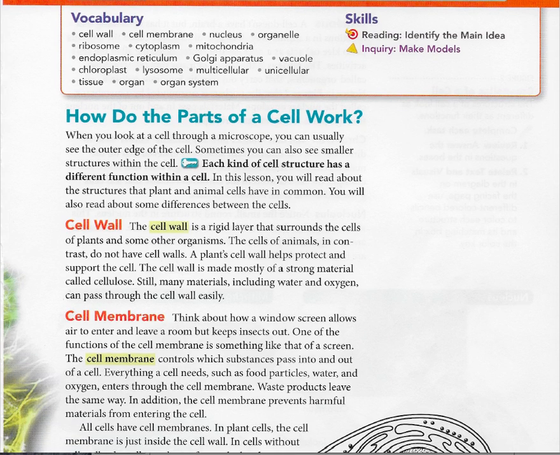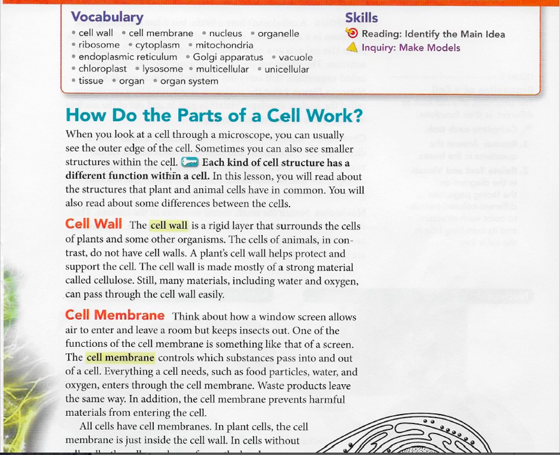All right, so how do parts of a cell work? When you look at a cell through a microscope, you can usually see the outer edge of the cell. Sometimes you can also see smaller structures within the cell. Each kind of cell structure has a different function within a cell. In this lesson, you will read about the structures that plant and animal cells have in common. You will also read about some differences between the cells. So here we go, parts of the cell and how they work.